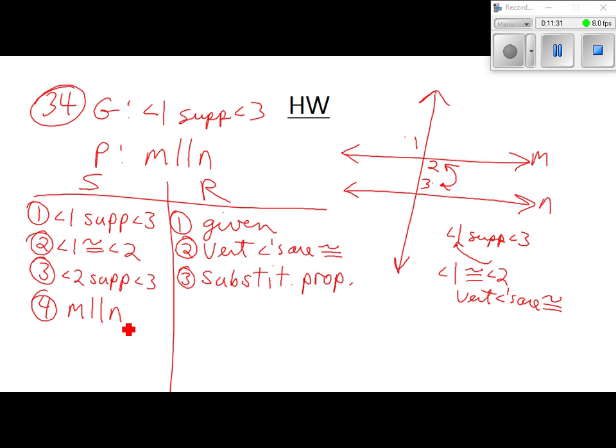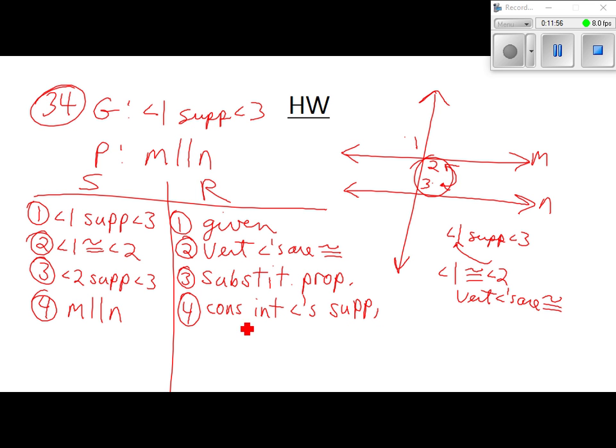Yep. If these two right here are supplementary, how do we know that those two lines are parallel then? And we gotta write it out. You can't just put add up to 180 or supplementary. You gotta put consecutive interior angles supplementary.